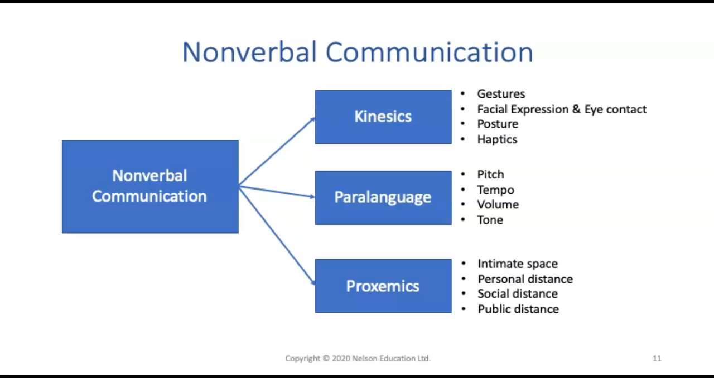Proxemics: intimate space, personal distance, social distance, and public distance. That is the study of individuals' use of space, right? Like, are they leaning forward? Are they engaged? Are they sitting back? And depending on the culture, this is what's so interesting, those types of spaces are different. So you really have to get an idea of what is the appropriate space.